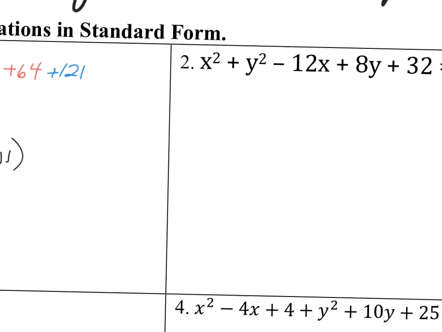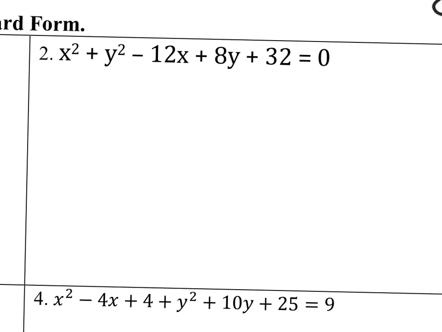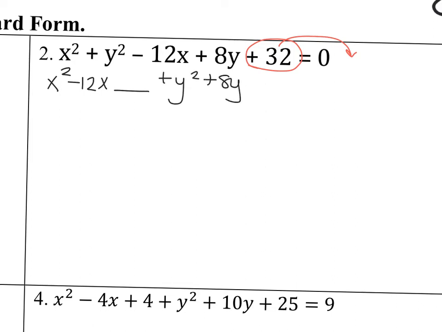Let's go ahead and look at number 2. Number 2, step 1. Move all my constants to the left. No, move all my constants to the right and all my variables to the left. And while I'm moving my variables and my constants, I'm going to group my x's and my y's together. So I have x squared minus 12x, leave a blank to set good habits, plus y squared plus 8y, leave a blank, and then move 32 to the other side by subtracting it.